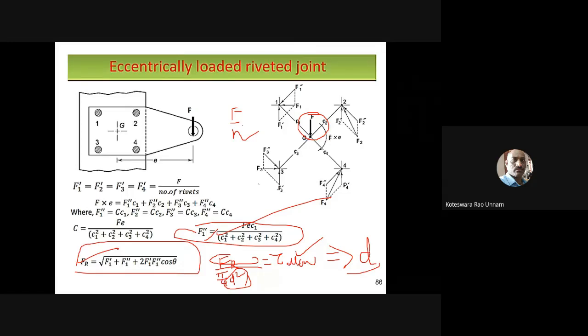Okay. So I think I'll stop now. Maybe in the next class we'll try to take up some problems on eccentrically loaded riveted joints. Not only this, you may come across these kinds of problems even in the next unit also. You have bolted connections or bolted joints, and even bolted joints are subjected to eccentric loading cases there.